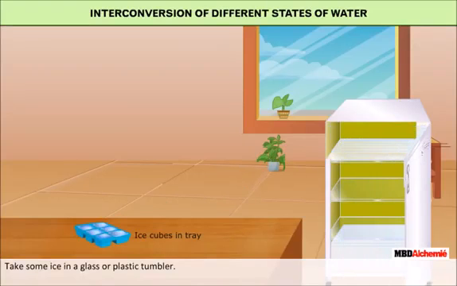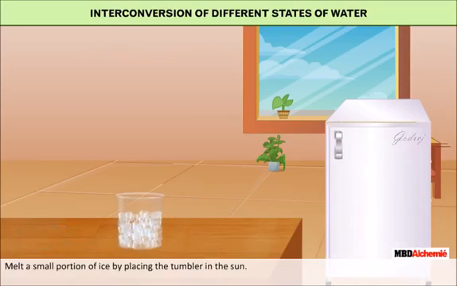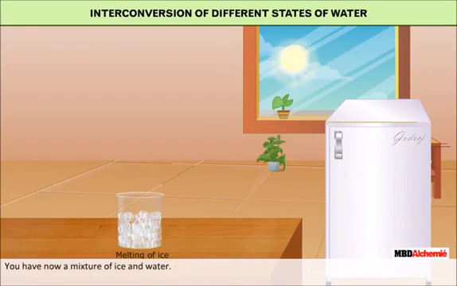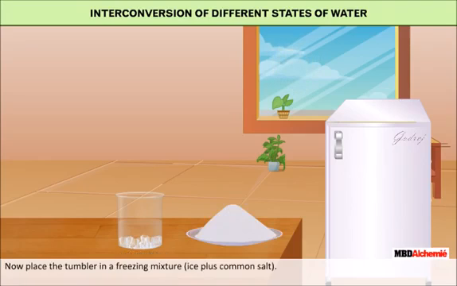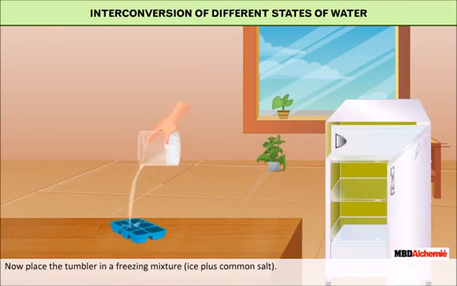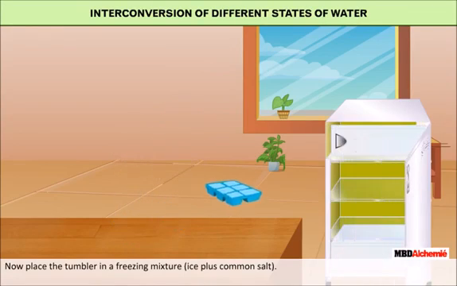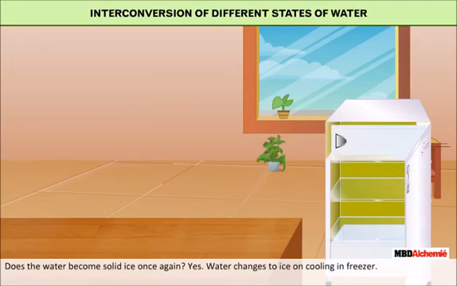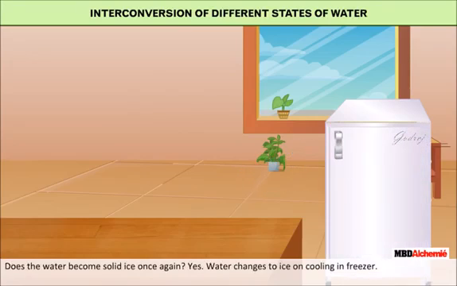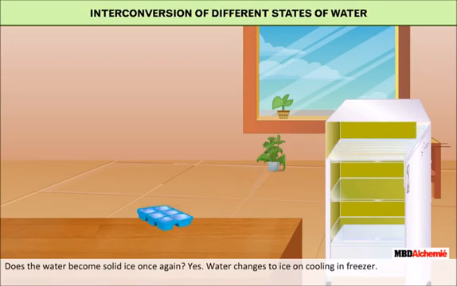Take some ice in a glass or plastic tumbler. Melt a small portion of ice by placing the tumbler in the sun. You now have a mixture of ice and water. Now, place the tumbler in a freezing mixture, ice plus common salt. Does the water become solid ice once again? Yes. Water changes to ice on cooling in the freezer.